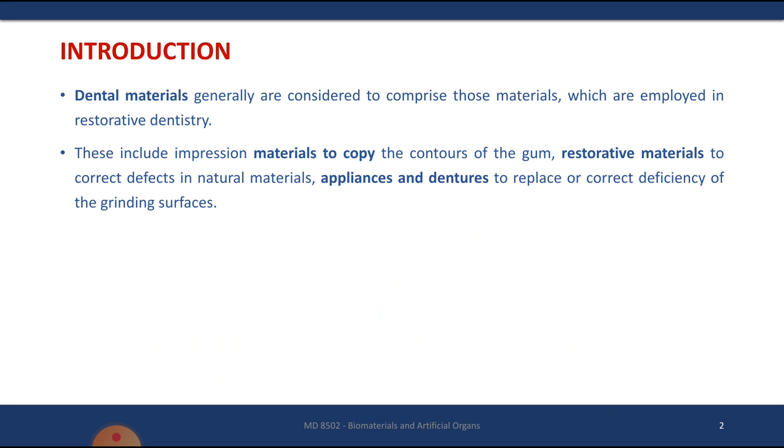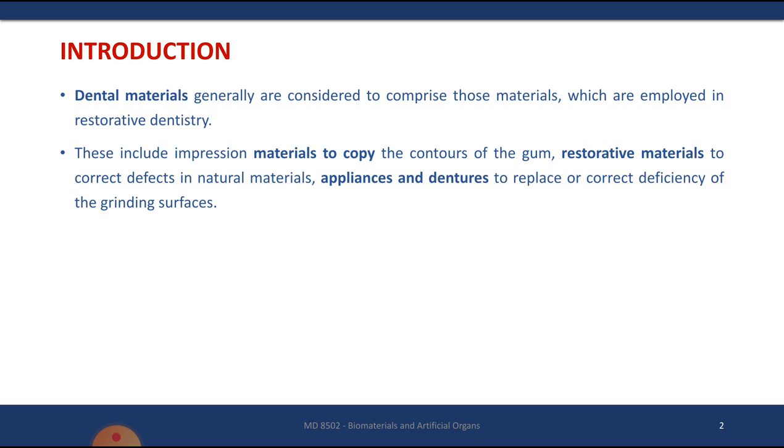Third one is appliances and dentures, to replace or correct deficiency of the grinding surfaces. So this is something like oral attachments, where they fix some wires and brackets so that the teeth are aligned properly. So that is the third application.